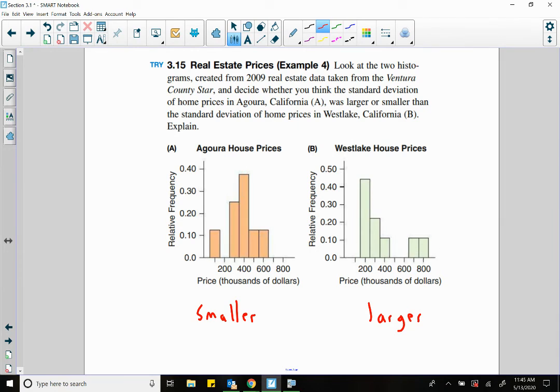And also, if you notice, it's not quite symmetrical either. There's a lot in the 200s right here, but it really ranges in the upper half. So B is the one that will have the larger standard deviation, because there's a little bit more variance. It's not as close together as what this data is. Again, the closer your data is, the smaller the standard deviation. The further your data is spread out, the larger the standard deviation.